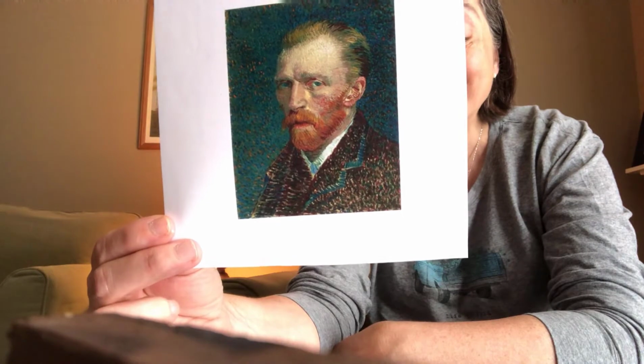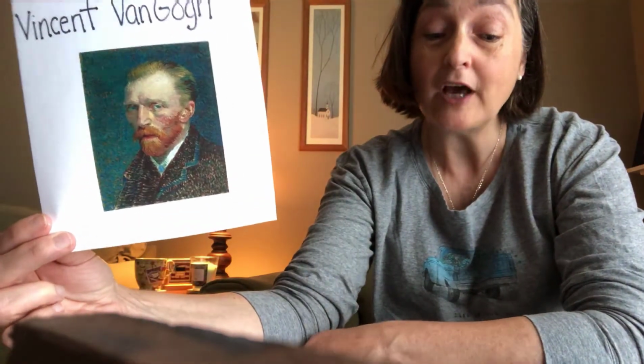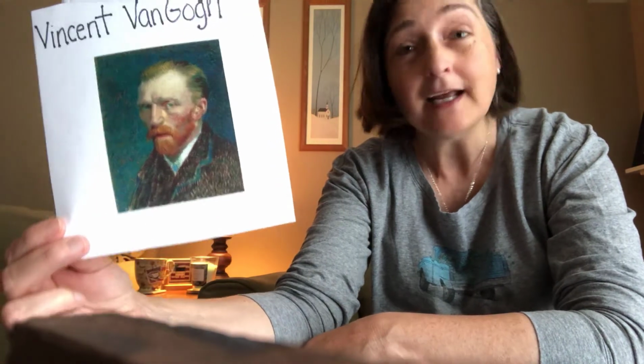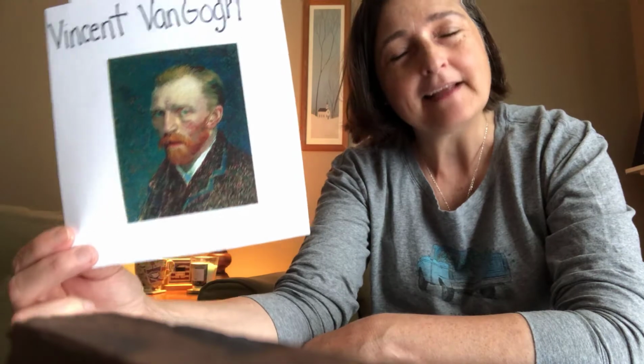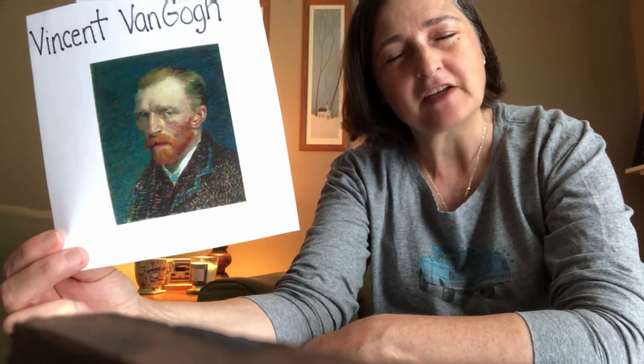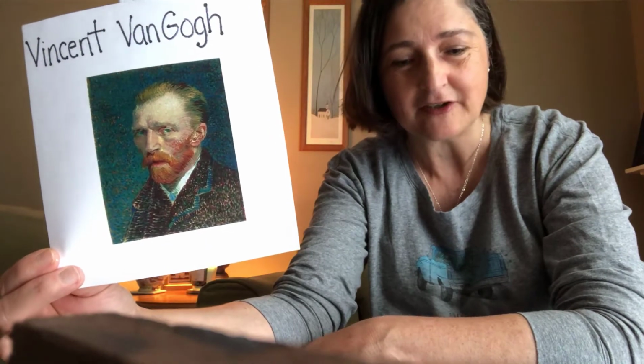In approximately 10 years, he created around 2,100 pieces of art, and 860 of them, give or take, were oil paintings. Now, we're not going to use oil paints here today. We're going to use tempera paints when we paint, but oil paints gave a different texture to the paintings, and we're going to find a way to create texture in our paintings even using tempera paints later today.